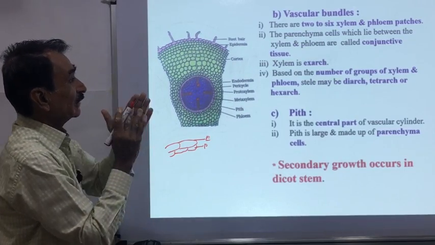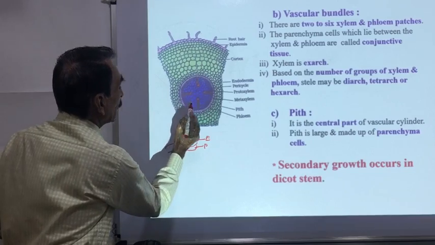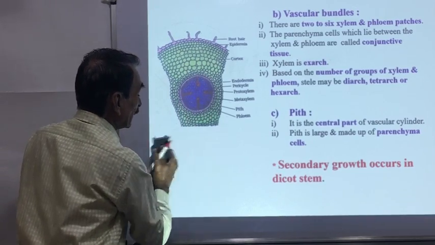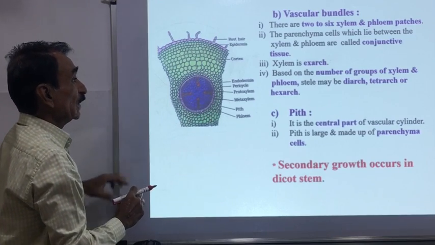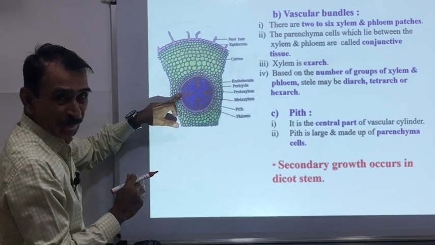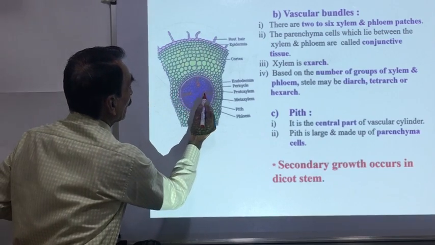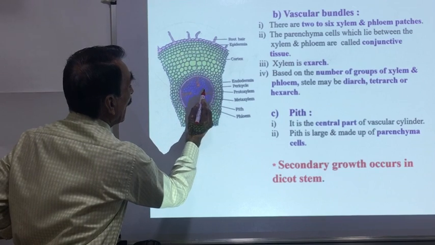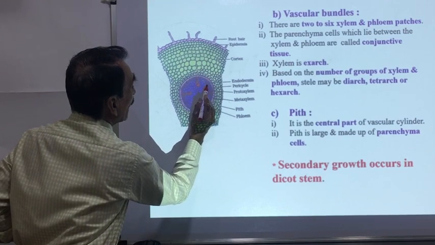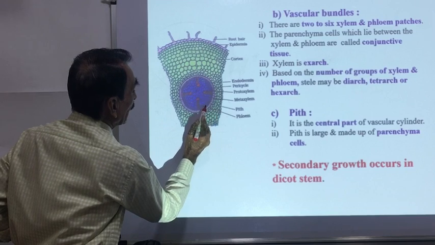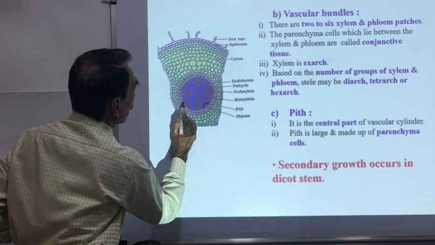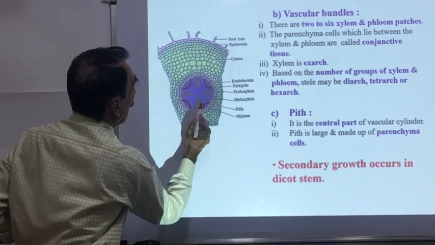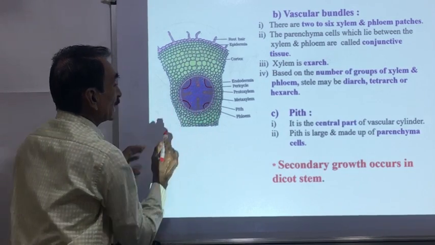Then the next part is the vascular bundles. Here, in case of the dicot root, 2 to 6 xylem and phloem patches are present. Here there are 4 patches, 1, 2, 3 and 4. These are the xylem patches, and between these xylem patches are the phloem patches. Here this is the phloem, and this is the xylem.